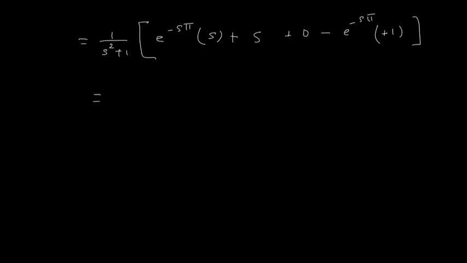So here it is 1 upon s square plus 1, s into e raised to minus s pi, and here 1 into, inside the bracket I will say s minus 1, e raised to minus s pi, plus s. So this is our final answer of Laplace of f of t.